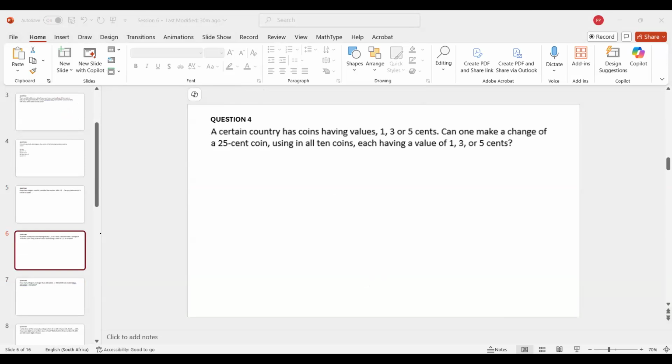A certain country has coins having values 1 cent, 3 cents, or 5 cents. Well, this country is certainly not South Africa. You don't have any 5 cents anymore.